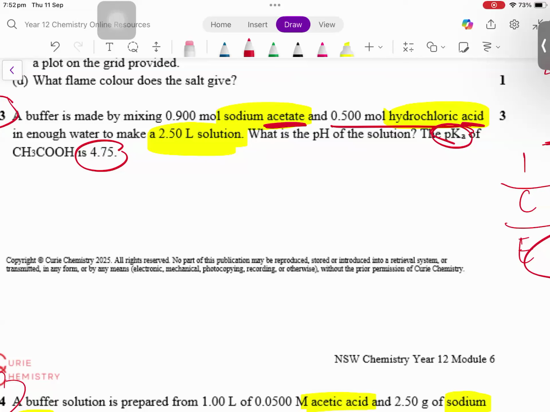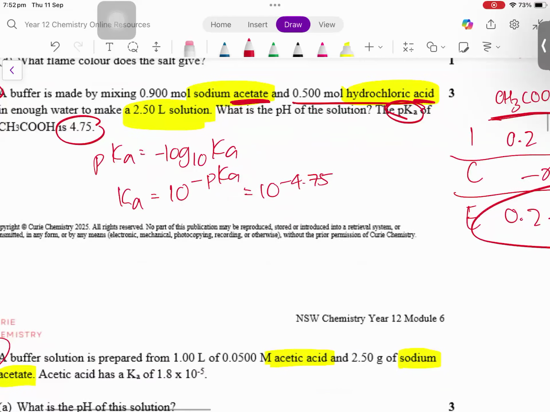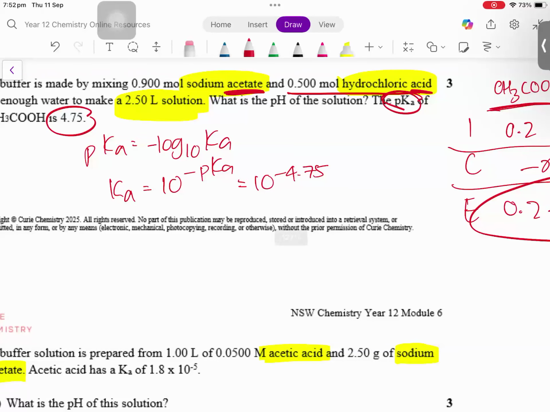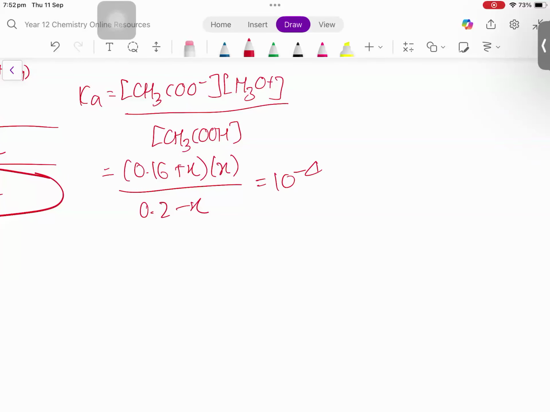All right, so think back to how you converted to hydronium concentration for me. Tell me what's Ka equal to, if that's the pKa. Exactly, good. So pKa is negative log base 10 of Ka. If you rearrange this, Ka will be 10 to the minus pKa, which is 10 to the minus 4.75. Thank you. So the minus goes in the power. You don't have a minus at the front. So then this is going to be 10 to the minus 4.75.